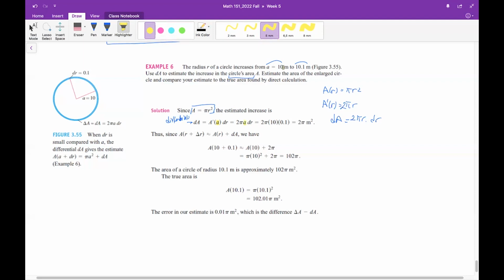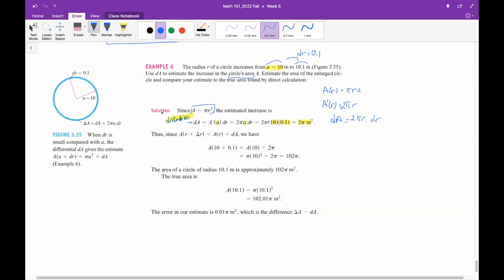Now, what is A? A is given as 10. We inserted it, and dr is the very infinitesimal change in the radius. What is the difference here? The difference gives you the dr measure, like 0.1. Okay, we inserted it. So if you do this computation, you will find 2 pi meters squared. This is the estimated change in the area, dA, the differential.